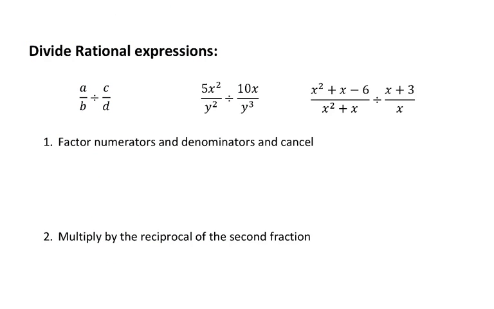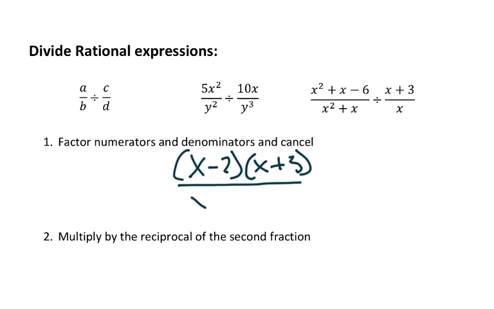All right, we are now going to factor the numerator and the denominator. I'm going to go over here a little bit so I have some room to work. I have x minus 2 times x plus 3 all over x times x plus 1. That is the left-hand fraction. Now the right-hand fraction, there's nothing to factor out of this, so I can just rewrite it. This is still a division problem. I haven't flipped it. Now I will flip it.